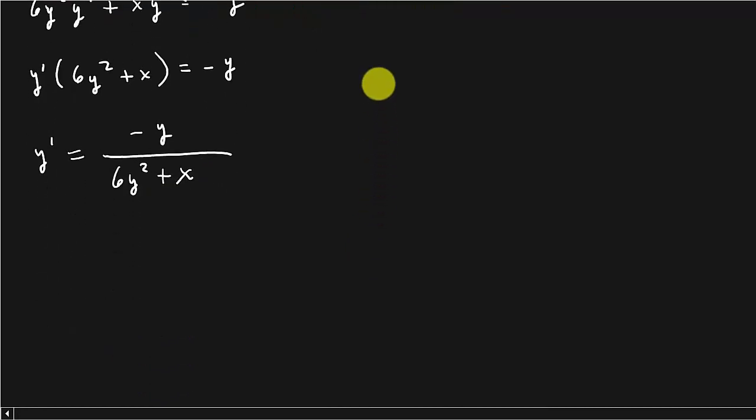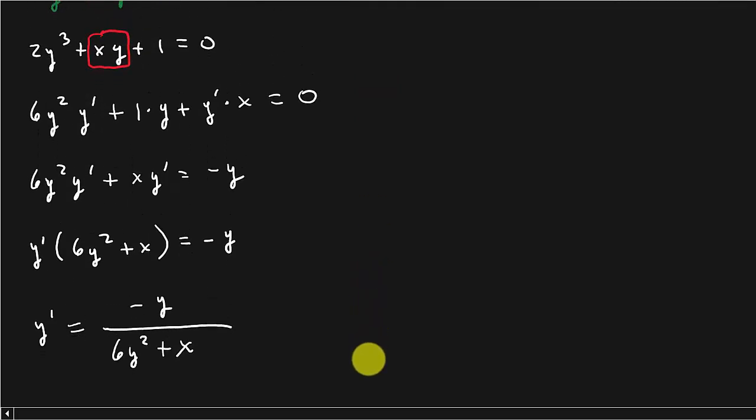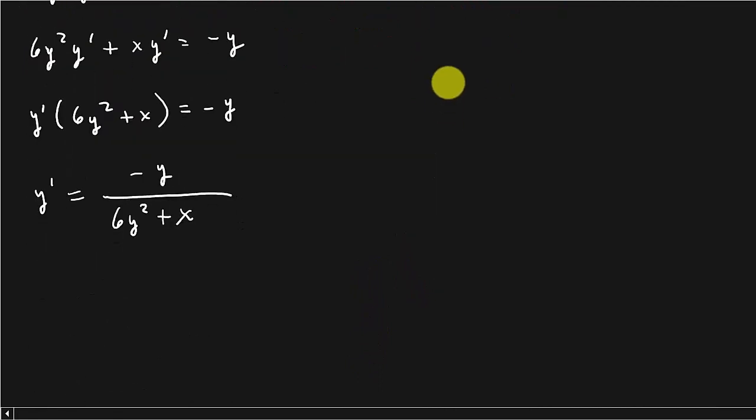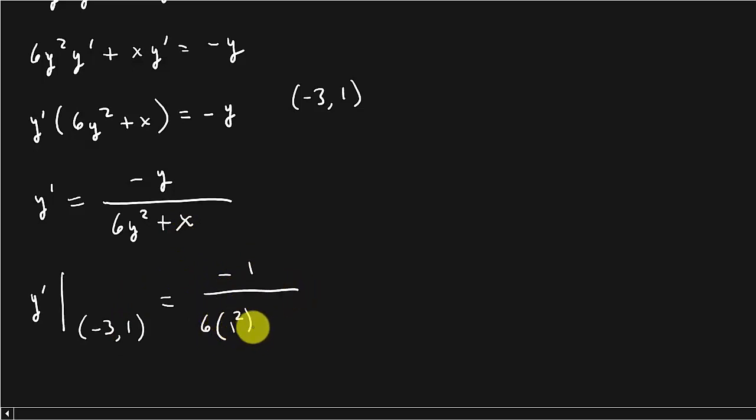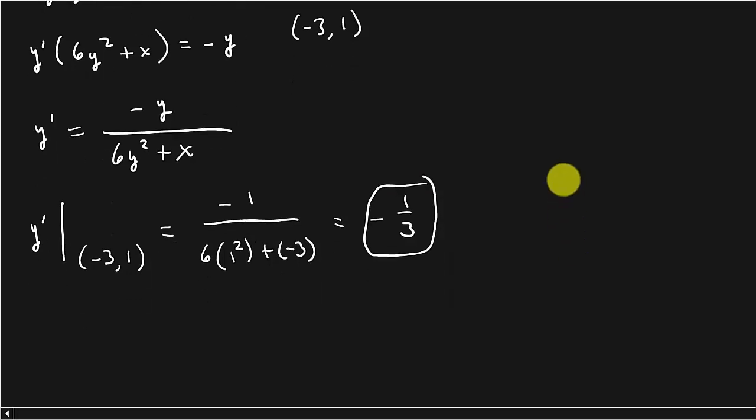And so y prime is equal to negative y over 6y squared plus x. All right, so what's the slope of the line that's tangent to the curve at the point negative 3, 1? So we got the point negative 3, 1. So this is y prime. I'm going to evaluate it at negative 3, 1. I've got to put in the x and the y. And so that's going to be negative 1 over 6 times 1 squared plus negative 3. And that's going to be negative 1/3 is the slope. All right, we got two more.